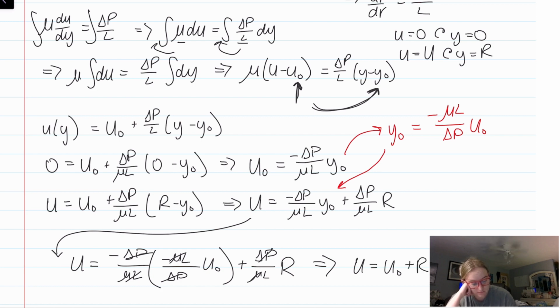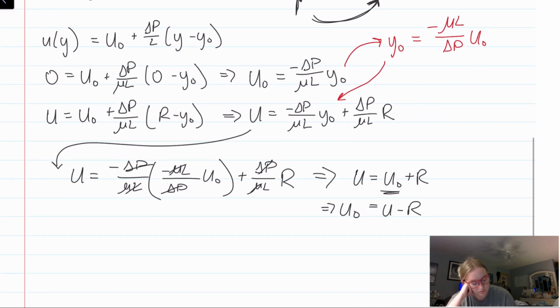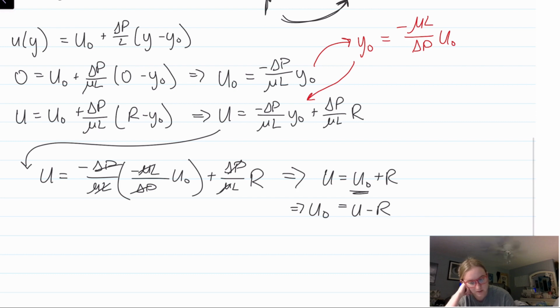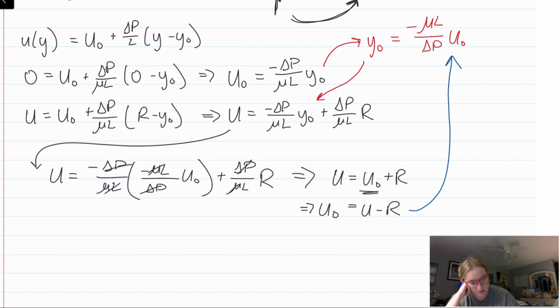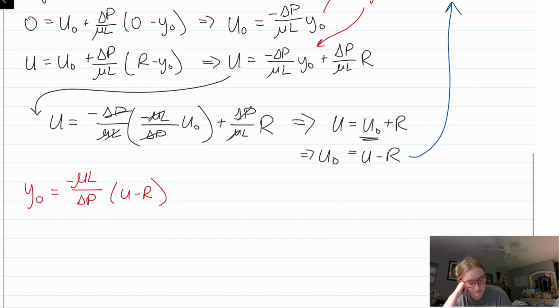So then what we're just left with is u equals u naught plus r. So then again, we want u naught, so we would get u naught is equivalent to u minus r. And then if we plug this expression back in up here, we'll bring this back down in red, we would get y naught is equivalent to negative mu times L over delta p times u minus r. So that's our expression for y naught.